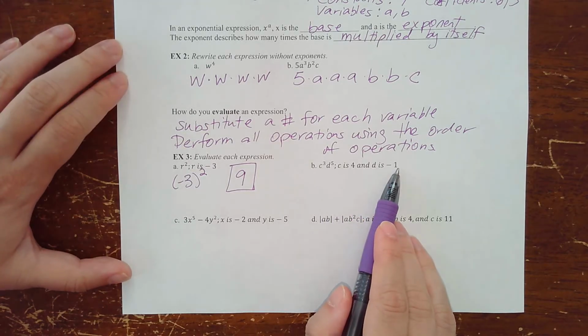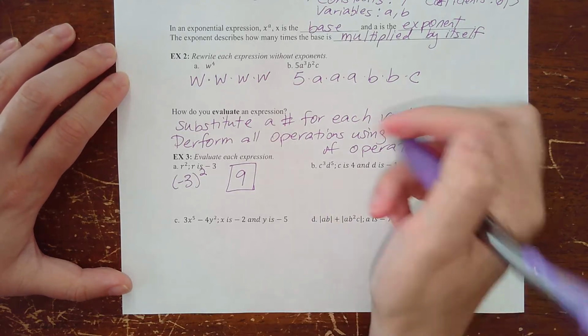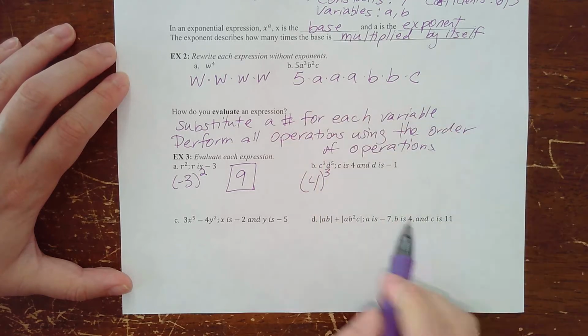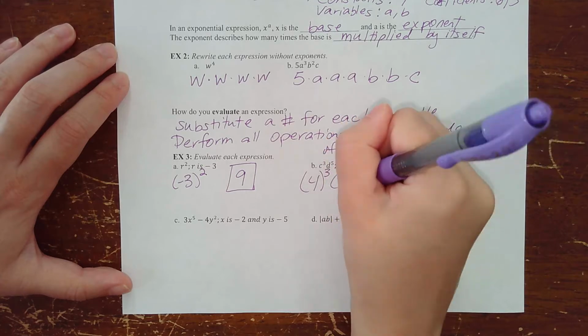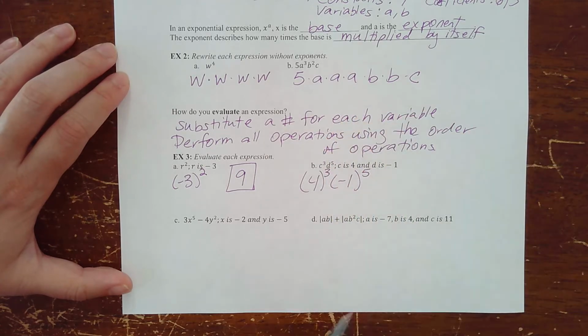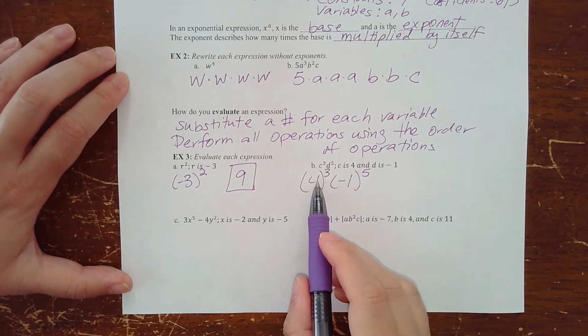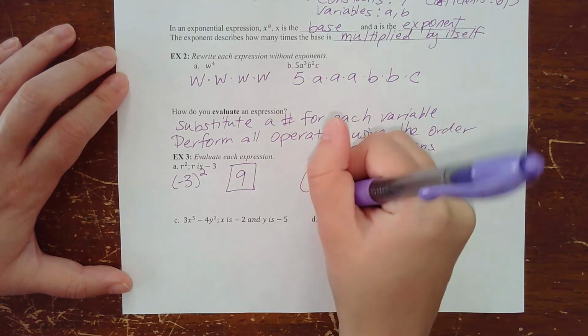So first step is we're just going to substitute those in. I'm going to put 4 in for c, so that would be 4 to the 3rd. Then I'm going to put negative 1 in there for d, so that would be negative 1 to the 5th. And then I'm going to keep going. I'm going to do those operations. So I'm going to start with exponents first. So 4 to the 3rd would be 4 times 4 times 4, which is 64.